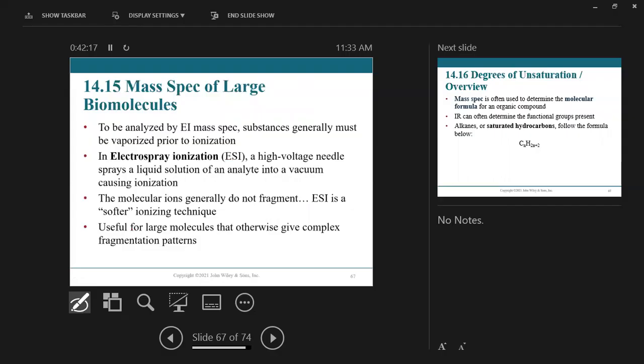To be analyzed by electron ionization, substances generally must be vaporized prior to ionization. ESI is more common for LC. The high voltage needle sprays a liquid solution of analyte into a vacuum causing ionization. It's a softer ionization technique. That means it's not going to fragment the compound as much.